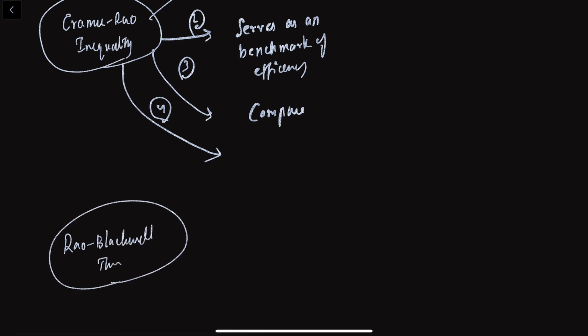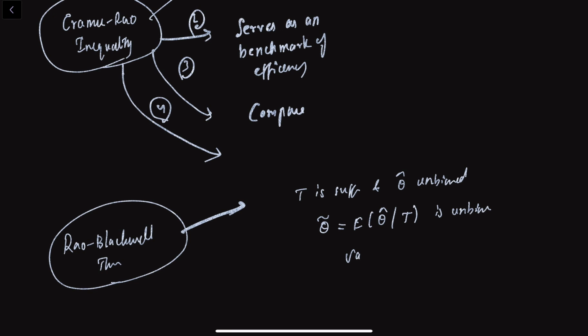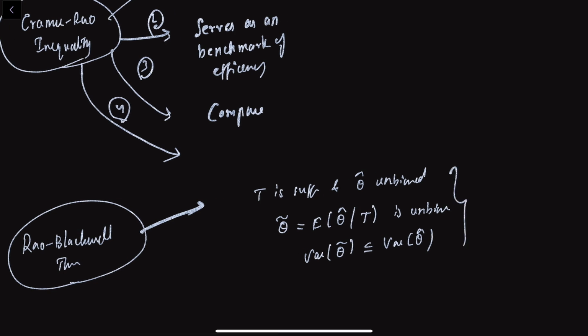first, if we condition an unbiased estimator on a sufficient statistic, it never increases the variance. That means if T is sufficient and theta hat is unbiased, then theta tilde, which is the expectation of theta hat given T, is unbiased, and the variance of this estimator would always be less than or equal to the variance of theta hat. So this gives us a constructive method to improve any unbiased estimator.